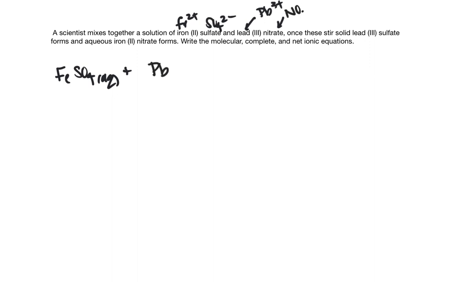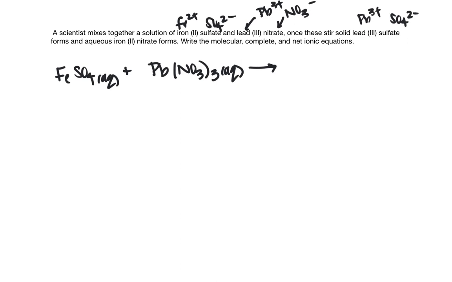So we have iron(II) sulfate, which means we have Fe2+ and SO4 2-, so FeSO4 aqueous. Adds to lead(III) nitrate, so we have Pb3+, and nitrate is NO3-, so that means we have to have 3 nitrates. This is also aqueous. And so then we get out solid lead(III) sulfate. So now we have Pb3+ and SO4 2-.